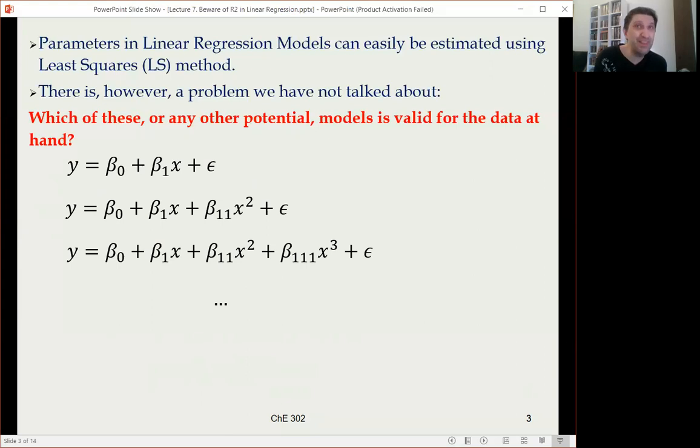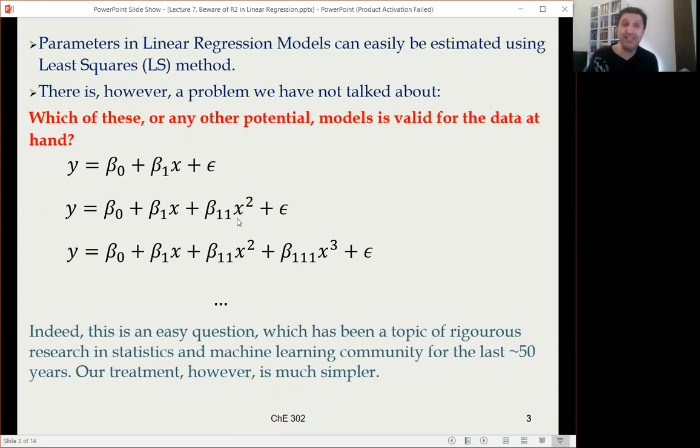This is a topic we have never talked about, and actually I said this is an easy question. No, this is not an easy question. I'm sorry for this mistake. This has been a topic of statistics and machine learning for quite some time. We have many methods, but there is not a definite perfect method here. Within the scope of this presentation, we are just going to scratch the surface and see what's going on.